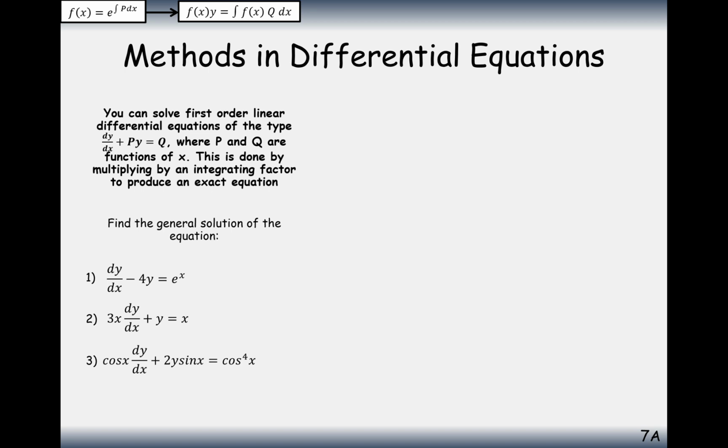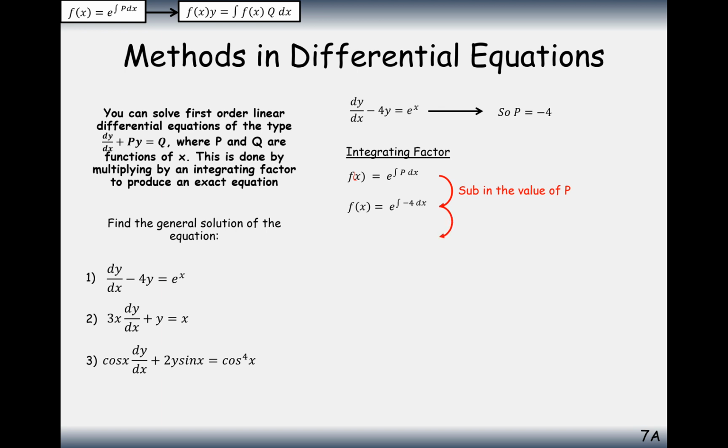For question 1, the first thing we need to do is work out what the integrating factor is. P here is going to be the coefficient of y. It's always the coefficient of y, so it's -4. So the integrating factor is f of x equals e to the integral of p dx. P is the value -4, so we integrate -4 to -4x, and e to the -4x is going to be the integrating factor.